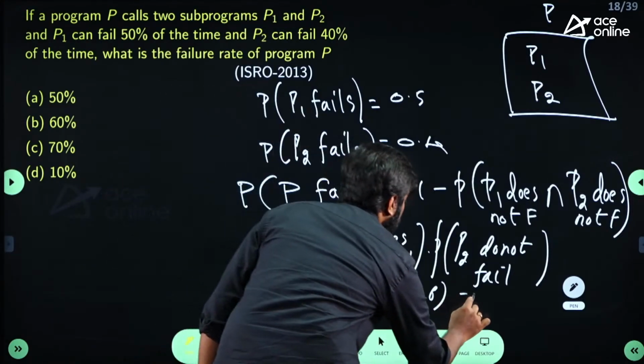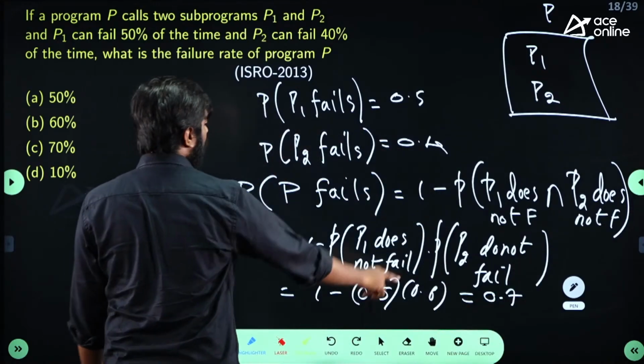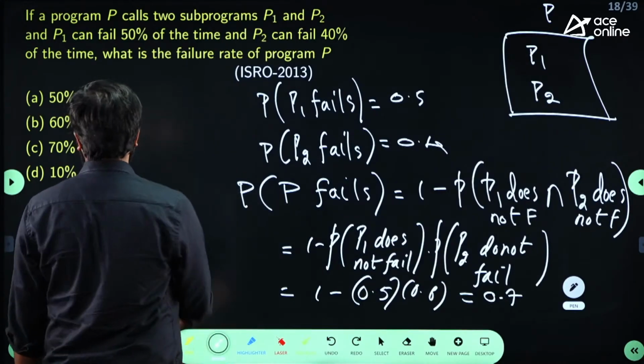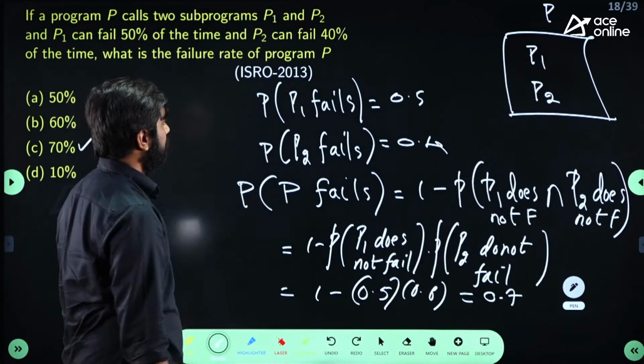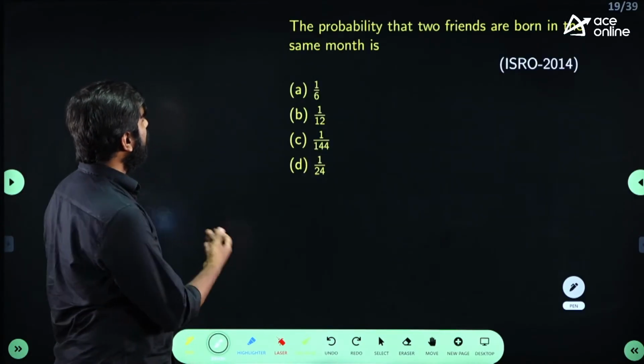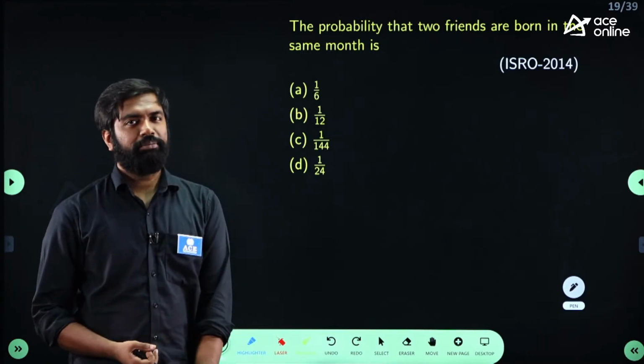So the answer for this question is 0.7. Is that option there? We got it in terms of probability, but the options are in terms of percentages. So obviously it is 70%. Such simple questions have been asked. Now look at this. You would have solved this in your 11th, 12th standard as well.